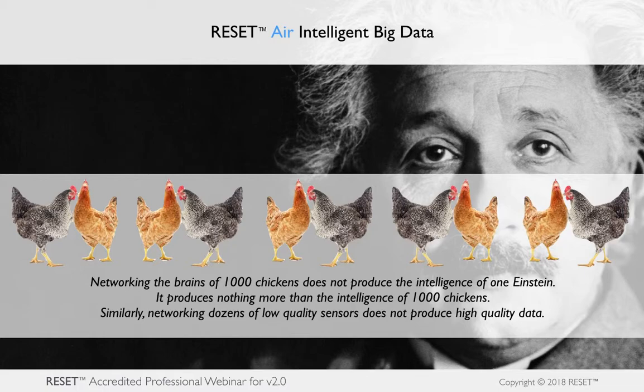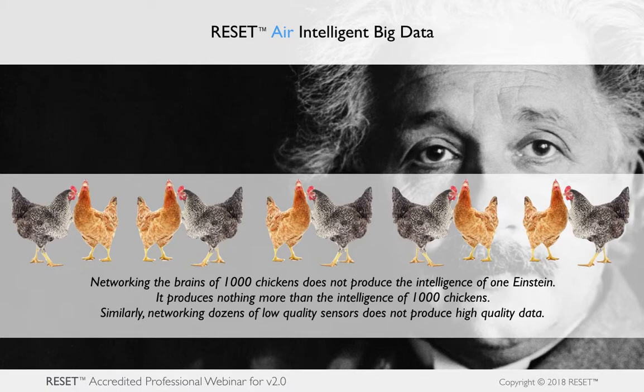And this is really important because it's intelligent big data that will allow us to leverage information about the built environment and give us positive, proactive ways to actually deal with it. So unless the quality of data is robust, big data is useless.